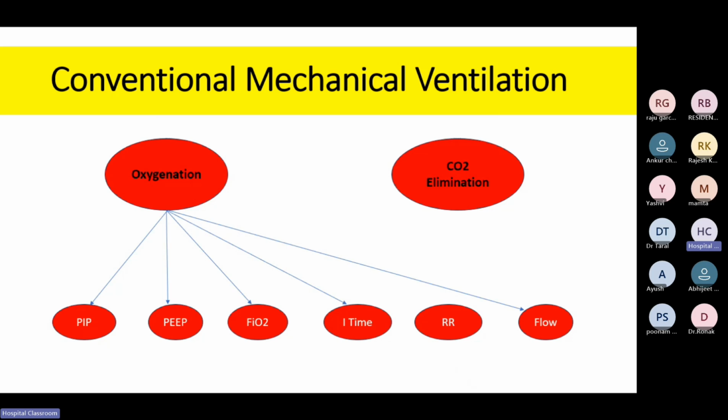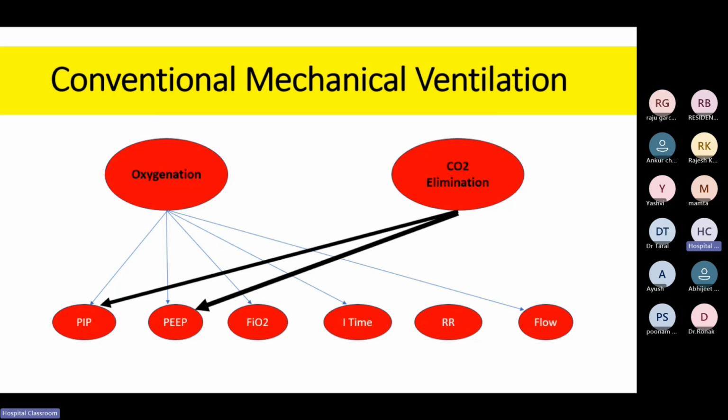But then there is a flip side. If I increase the PIP, I may have an effect on CO2 elimination also. If you increase the PIP to increase the mean airway pressure, the tidal volume delivered will also increase, and as a result you may have more CO2 elimination and the child may go into hypocapnia. Again, if you increase the PEEP to improve the oxygenation, your CO2 elimination will decrease and can lead to hypercapnia.